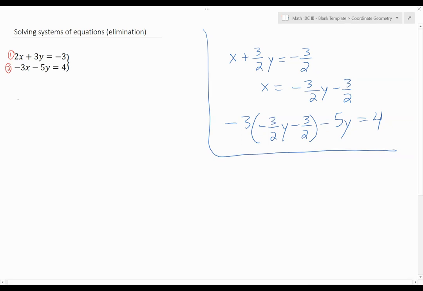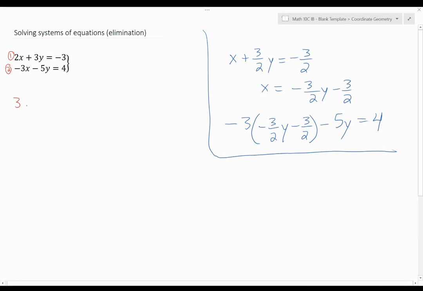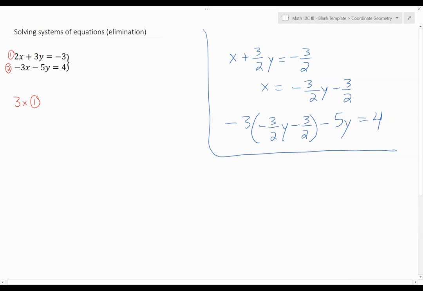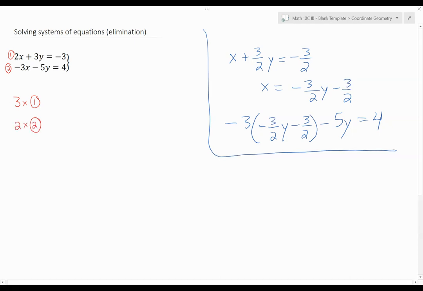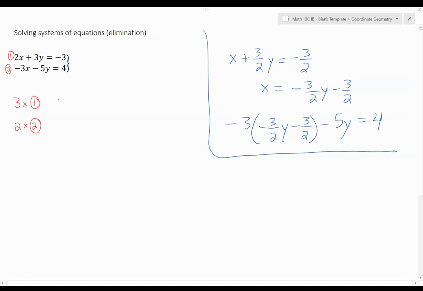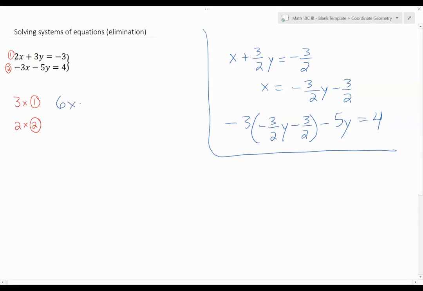So I'm going to take the first equation and I'm going to multiply it by 3. So 3 times the first equation. And then I'm going to take the second equation and multiply it by 2. And hopefully, if you're not seeing quite why I've chosen those numbers yet, it will become a little more obvious as I go through. But if I take that first equation and I multiply everything by 3, then I get 6x plus 9y equals negative 9.